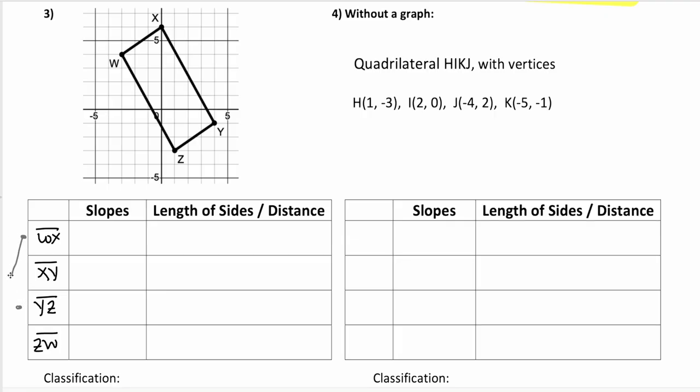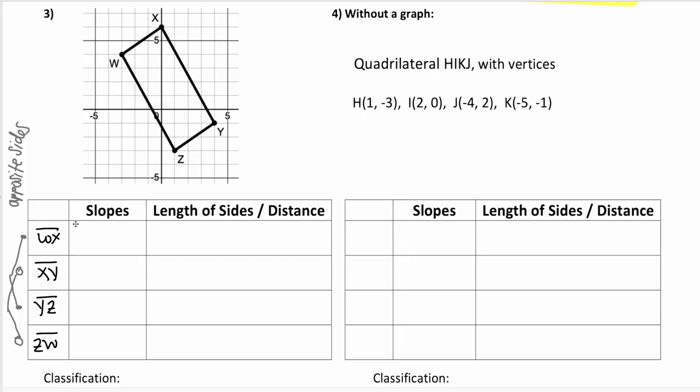Let me fix that. But then also segment XY and segment ZW are also opposite sides, which are helpful for when we're classifying. So these are opposite sides. We are going to be finding the slopes of each of these sides, which is our change in Y over our change in X. And since we have a graph, we can count our change in Y and then our change in X.